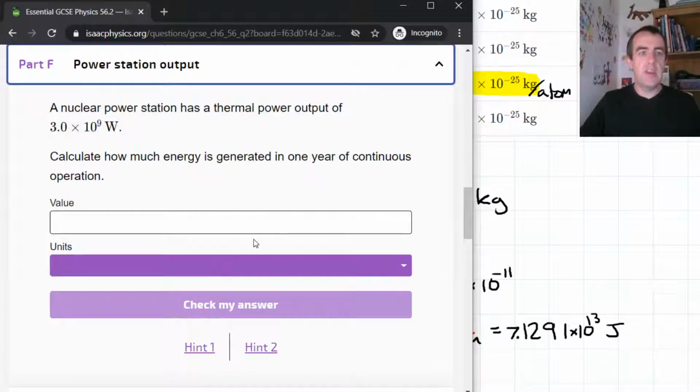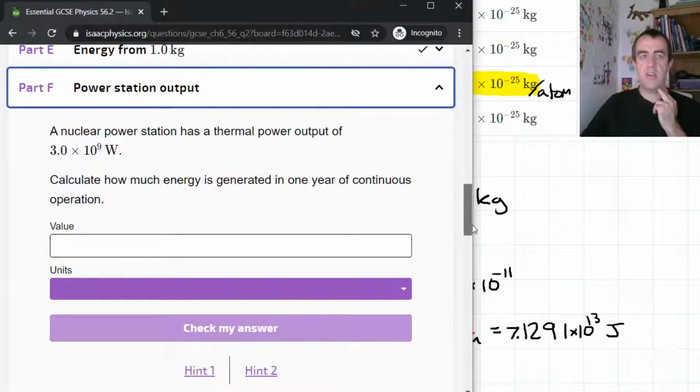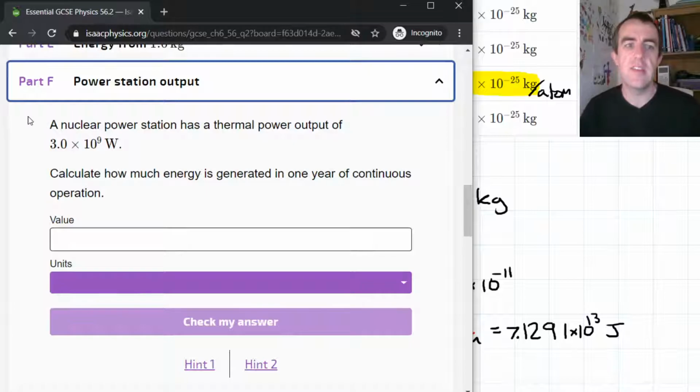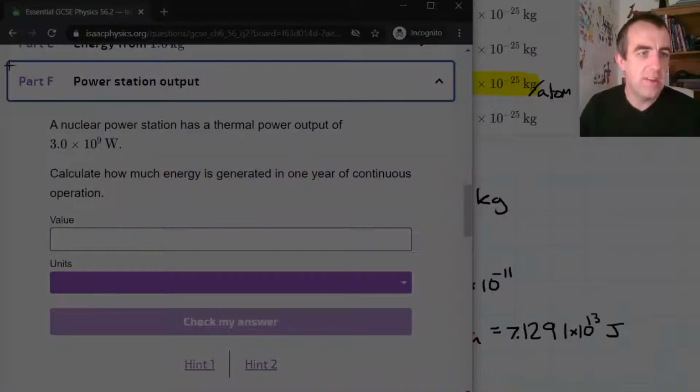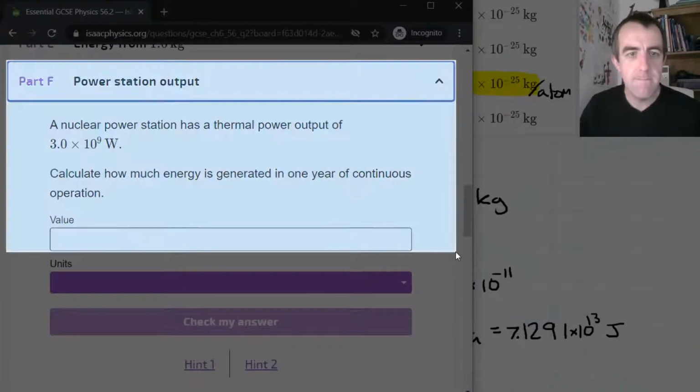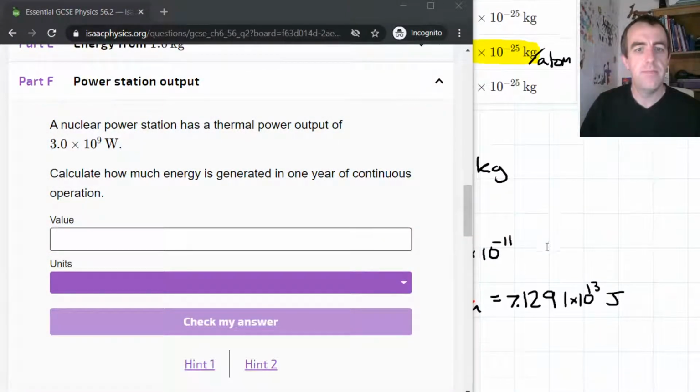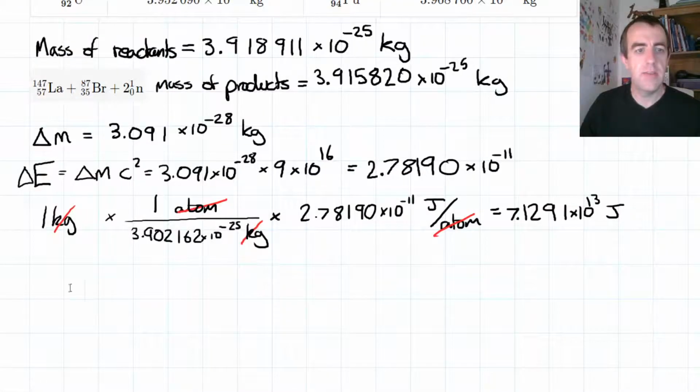Now we're going to go to power station output, and this is where we start bringing other areas of physics in. So a nuclear power station has a thermal power output of that. That's how much energy per second comes out of it. Calculate how much energy is generated in 1 year of continuous operation. So really, you think, well, this question has got nothing to do with nuclear physics. The only link is that it says it's a nuclear power station. So let's just take a little screenshot of this.